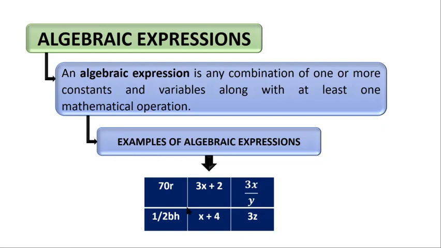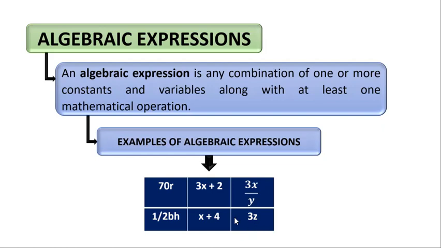7R is a combination of a number, a constant, and a variable. And the operation here is multiplication. We also have here 3x plus 2. We also have the third example here, 3x divided by y, 1/2 base times height, x plus 4, and 3z.